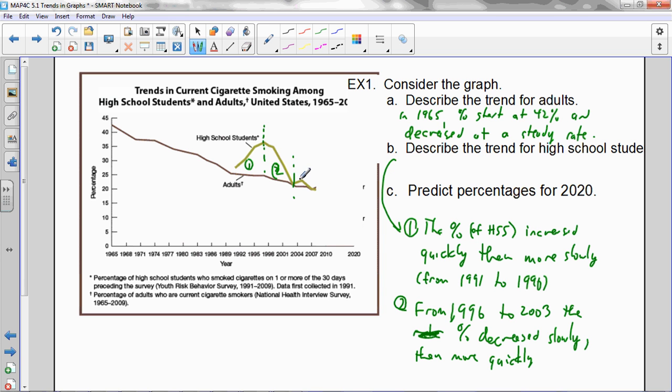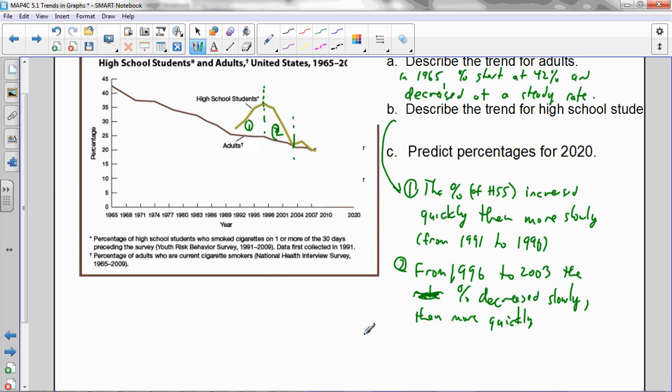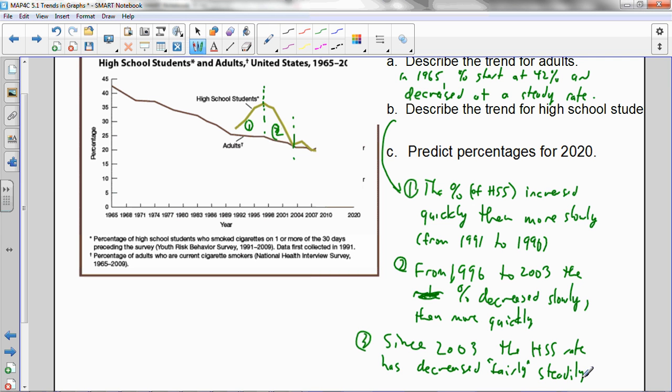And I said that I could bust this up, but it's going downhill, and I'm going to say it's a fairly steady rate, okay? Then since 2003, the high school student rate has decreased fairly steadily. Okay. See how much more detail we need to put on when the graph is changing that much.